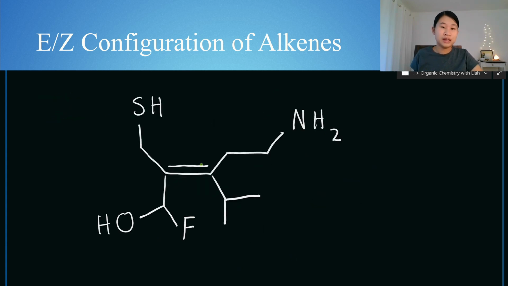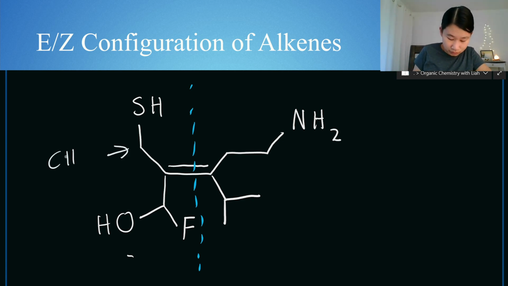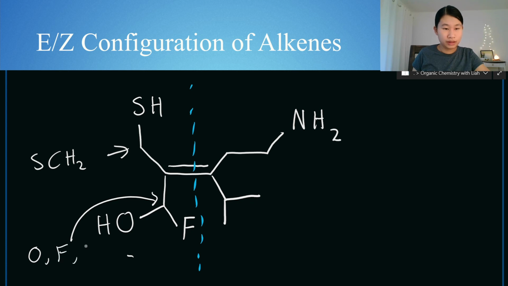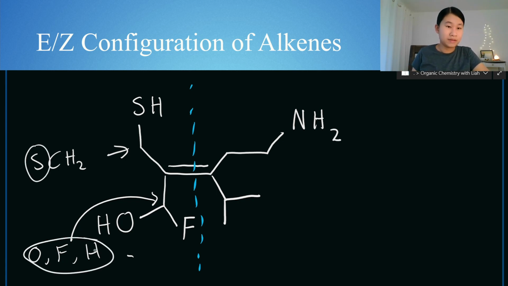Now, what is the E and Z configuration of this alkene? Once again, you will take your double bond and split it down the middle. Over here on the left, up here we have a CH2 combined with an S. Down here we have a C bonded to an O, an F, and an H. Now let's start comparing the biggest atoms first, okay? And so sulfur is heavier than any of these atoms, and so this side up here will be our priority number 1. Down here we'll have priority number 2.